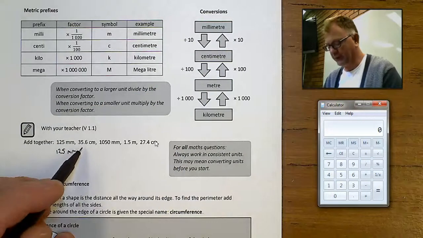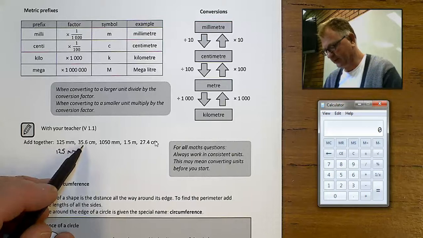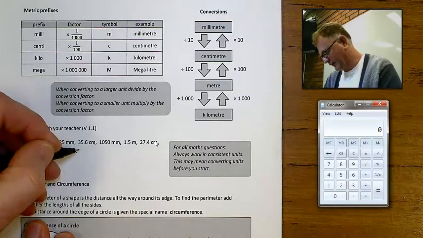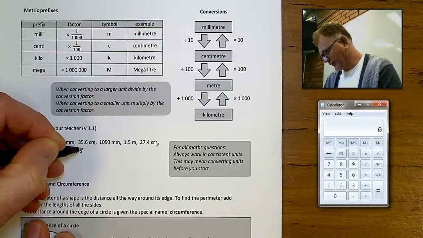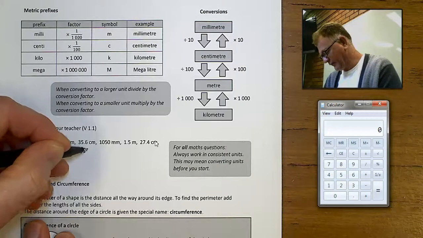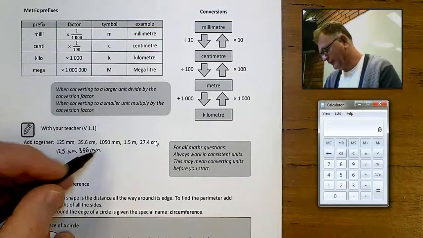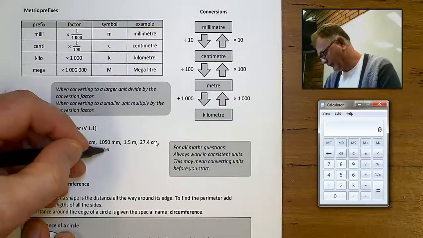Now to times the number by 10, you don't have to do it on your calculator. You should just move the decimal place one position to the right, make it bigger by 10 times. So it's going to be 356 millimeters. This one's already in millimeters. I'll leave it as it is.